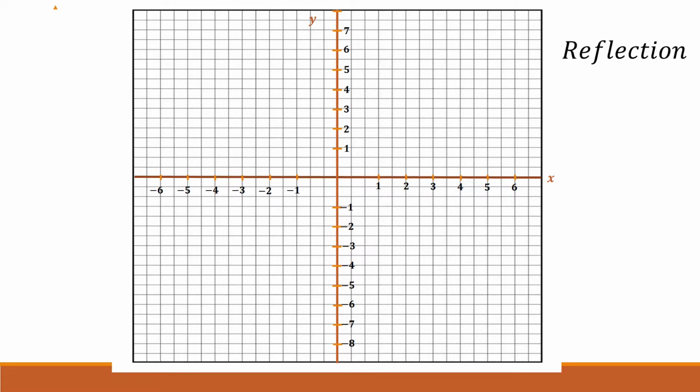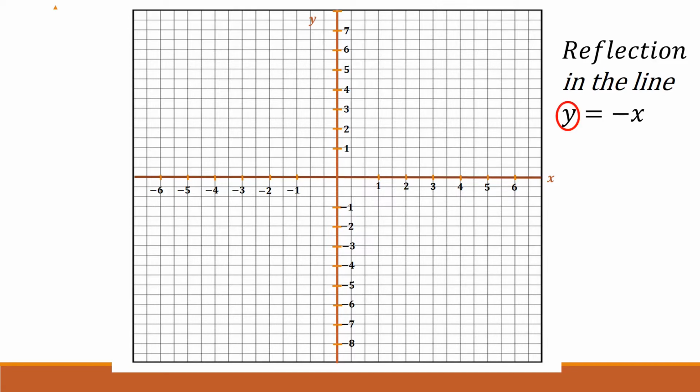Now, how do we demonstrate reflection in the line y equals negative x? How do I plot the mirror line? So that is what we want to demonstrate. And so as usual, I have the x and the y-axis. I have the positive and the negative side of the y-axis. I also have the positive and the negative side of the x-axis. And remember, we are performing the reflection in the line y equals negative x.